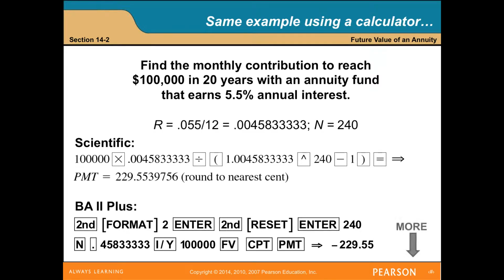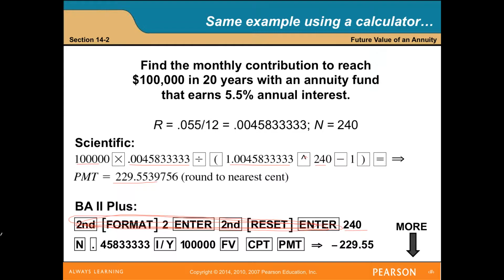If you have the scientific calculator, the way that you would put it in is 100,000 times the rate divided by open parentheses 1 plus rate, exponent 240, minus 1 close parentheses equals, and then you get the payment, 229. If you have the BA II Plus, again, you won't have to do this part, but the PowerPoint assumes that you never have your calculator set at 2 decimal points, which if it's a financial calculator, it should always be set at 2 points.